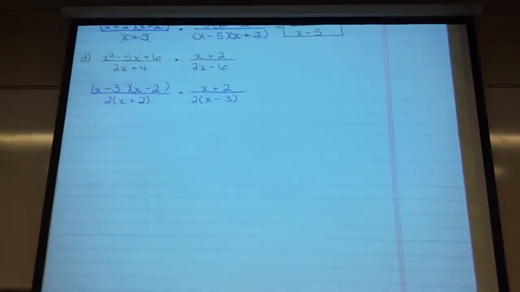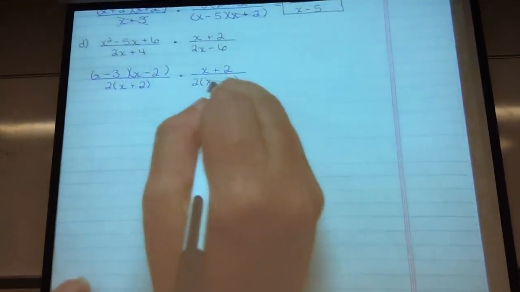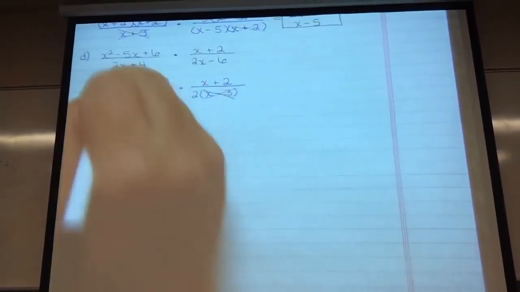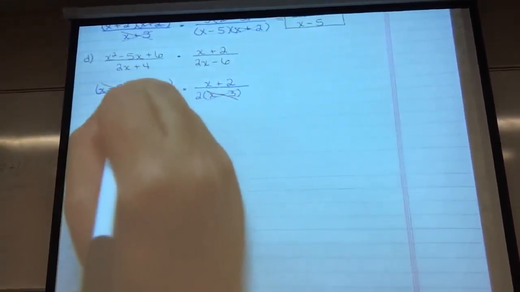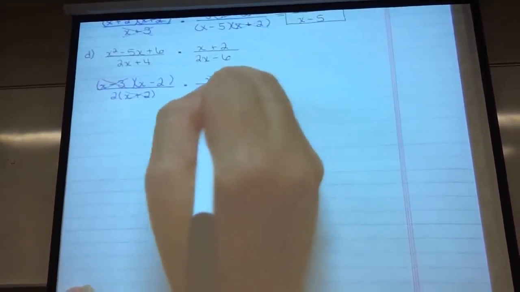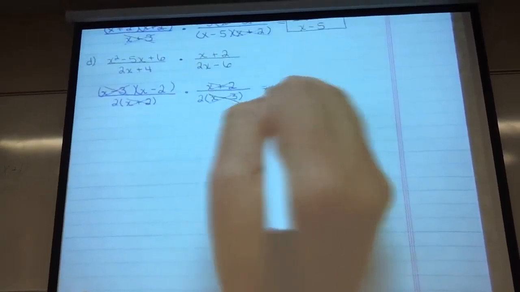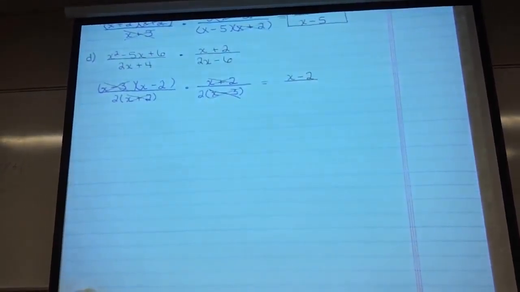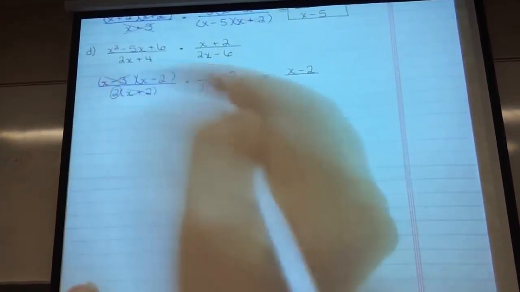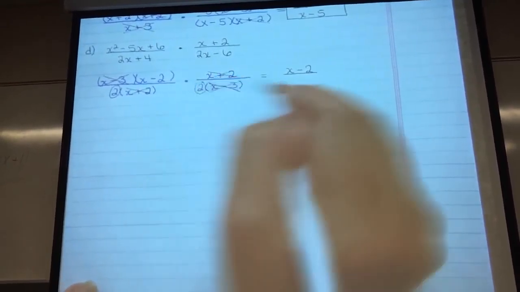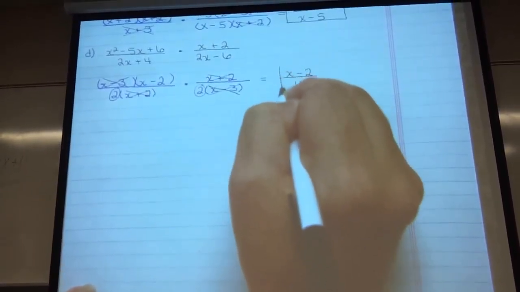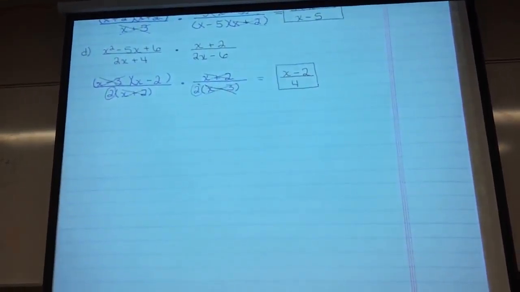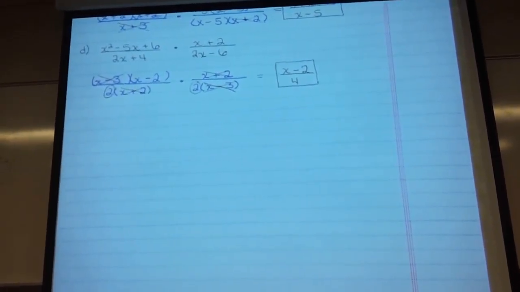Okay, things that can cancel. Let's see. The x minus 3's, x plus 2 cancels with x plus 2. So the only thing on top is an x minus 2. Over what do you have on the bottom? 4. Good. 2 times 2 is 4. Don't put 22. I carried them both over as 2 times 2. You want to simplify it to your 4.